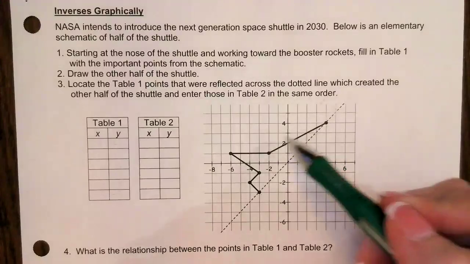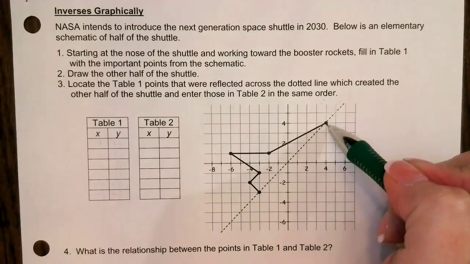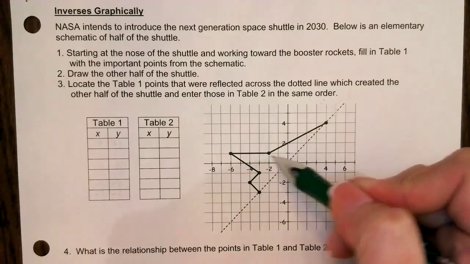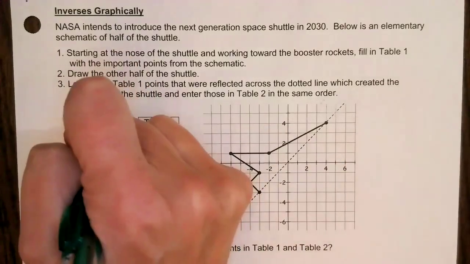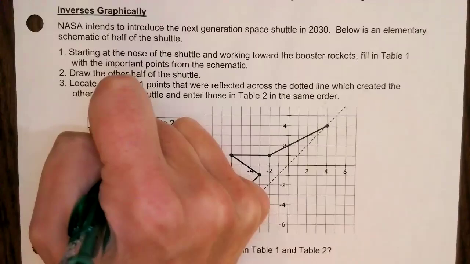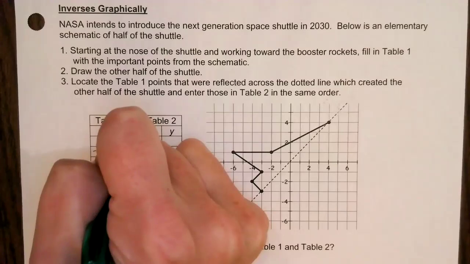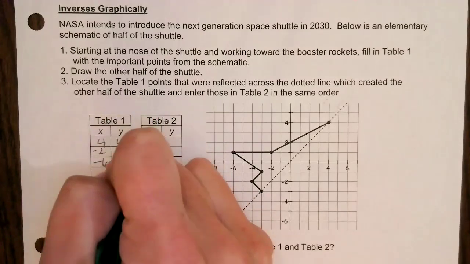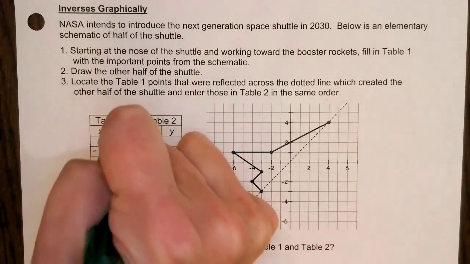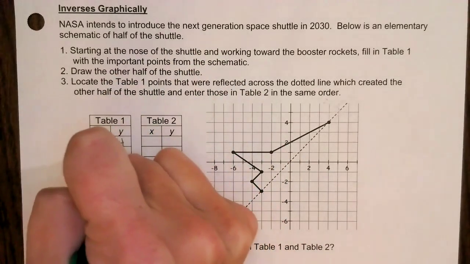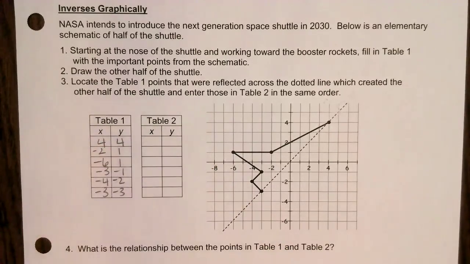And so we got an elementary schematic right here of this rocket. So we want to start for table one, getting the points of this rocket from the top here to the bottom. So my first one here is at 4, 4. So I'm going to fill out table one with these points. Our next one here is at -2, 1, and then -6, 1, -3, -1, -4, -2, and our last one's there at -3, -3.